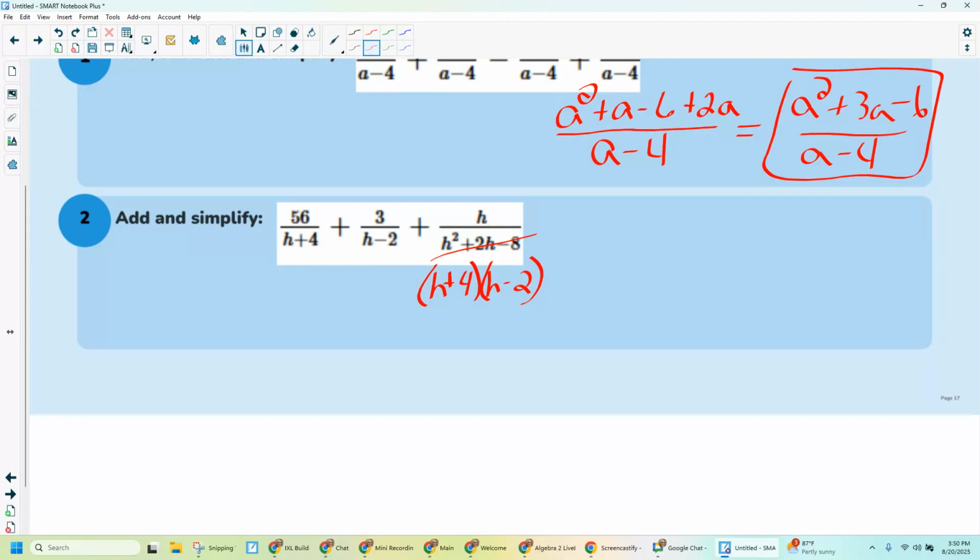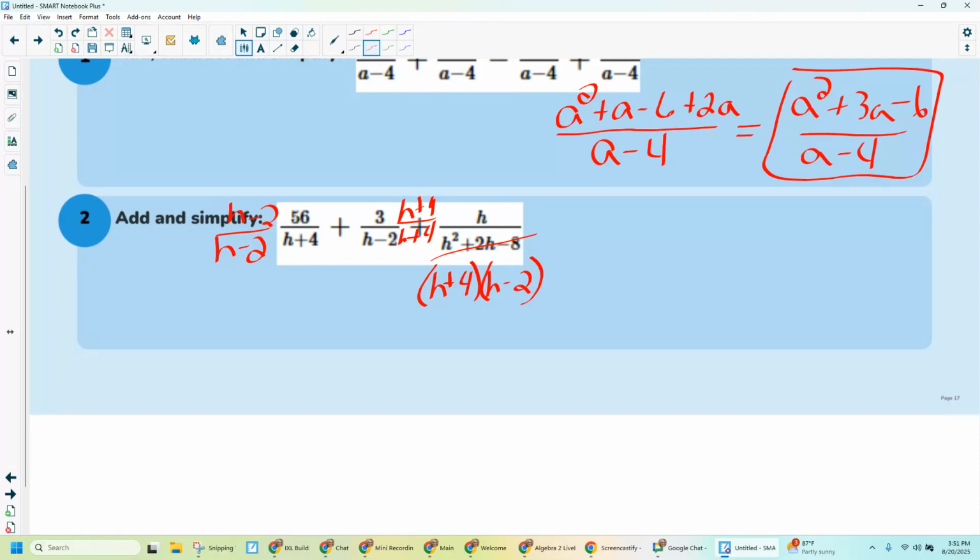So how am I going to get the first term to have h minus 2 in it? I have to multiply the numerator and the denominator here by h minus 2. And on the next one, I have to multiply it by h plus 4 over h plus 4. Okay, I don't like h's either.